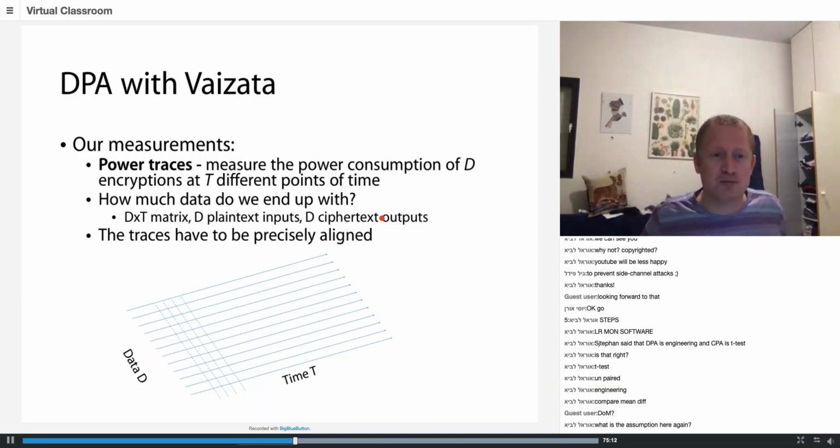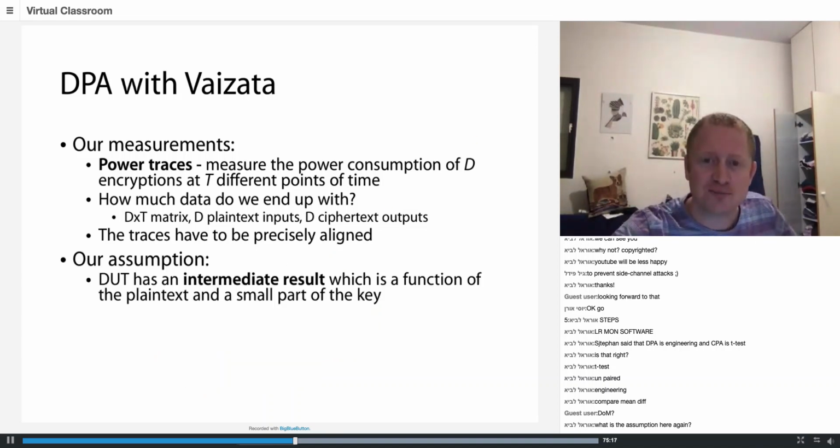Now we need to make an assumption. What is the assumption? The assumption is that there is some time in the middle of the encryption operation where the state is a function that we can simulate. So we need to guess a small part of the key. We guess some bits of the key. And we know the plaintext, and that means we can simulate this operation. Okay? And I don't know when this is going to happen.